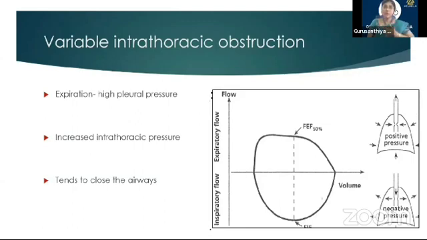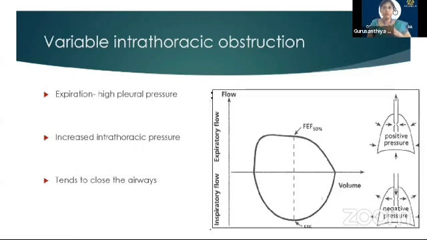But when you expire, the airway gets a positive pressure because the pleural pressure, from a negative value, tends to move towards the atmospheric pressure. Compared to inspiration, the pleural pressure is quite high during expiration. That leads to increased intrathoracic pressure. What happens when there is an increased intrathoracic pressure?